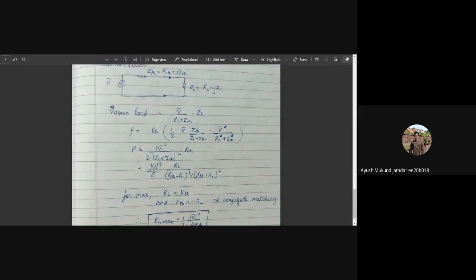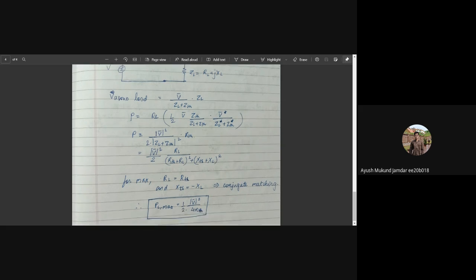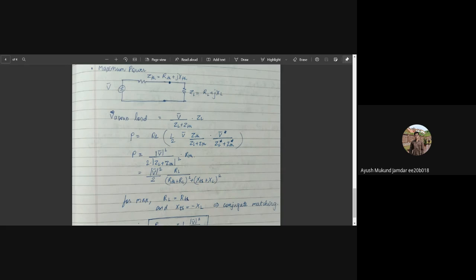So just calculate the voltage across the load, and we have power is again half of the real part of the voltage across it times the current conjugate. And on solving and simplifying this expression, this term is what we get. So for maximum, it is clear that XTH should be equal to minus XL, and RL should be equal to RTH.